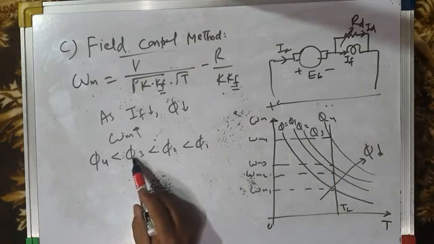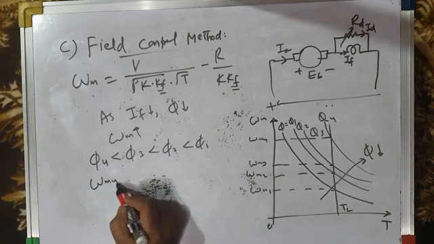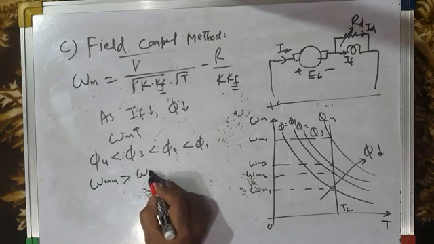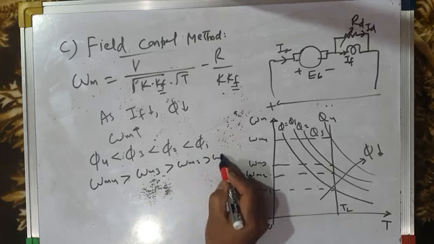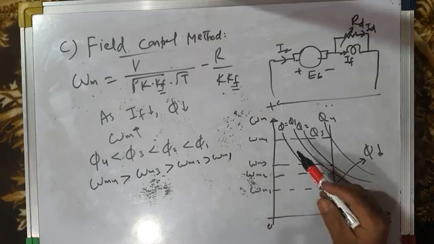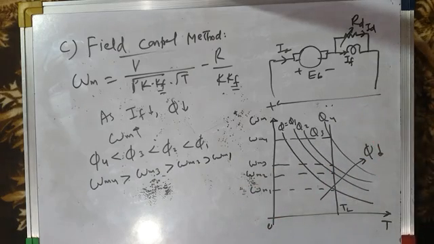So phi 4 is less than phi 3, less than phi 2, less than phi 1. So omega m4 is greater than omega m3, greater than omega m2, greater than omega m1. That means as the flux is reduced, speed increases, so you get speeds above base speed. Therefore, the flux control method or field control technique is used for achieving speeds above base speed.